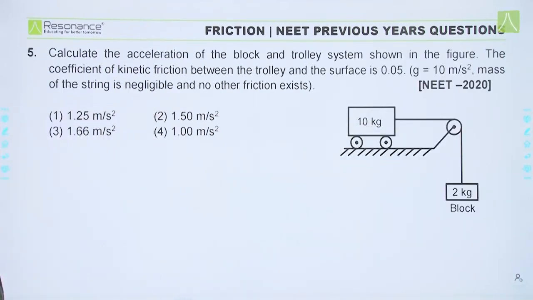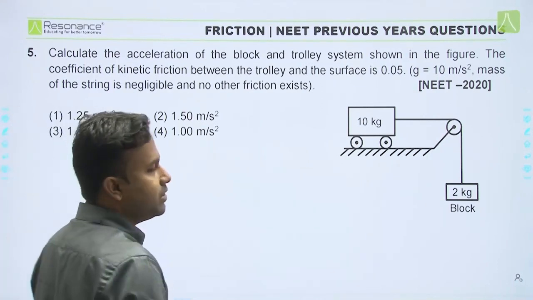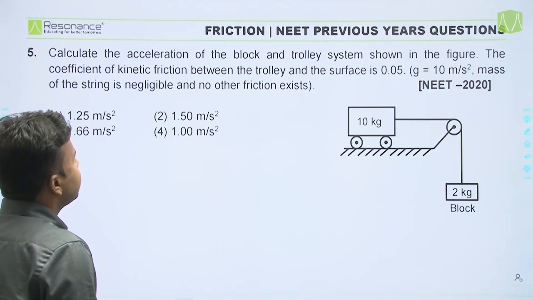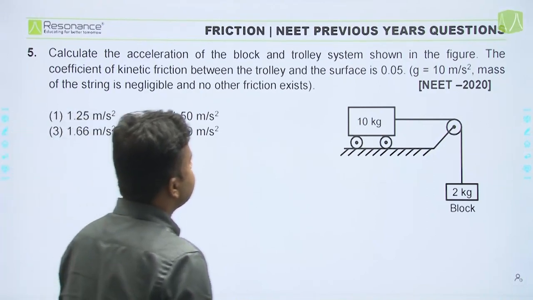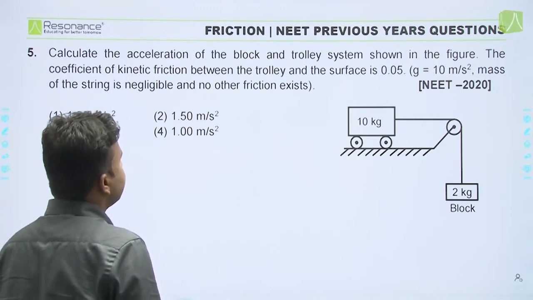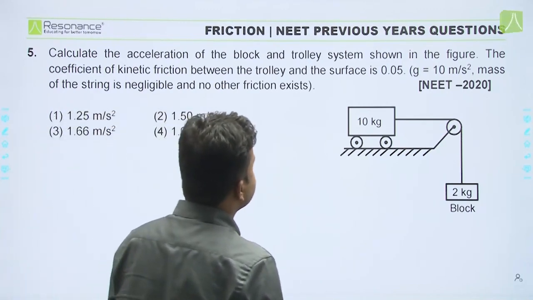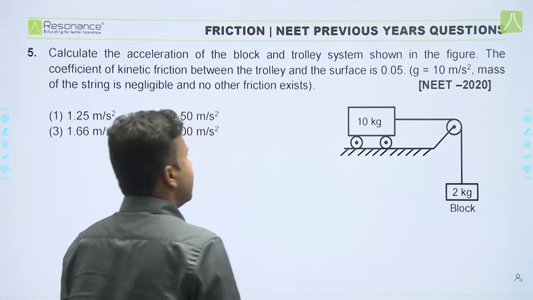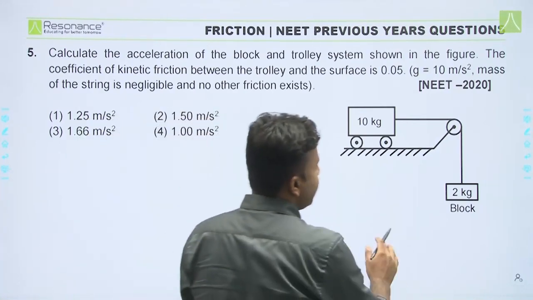Next. This one is the latest question, from 2020. In 2020, NEET asked a question: calculate the acceleration of the block and trolley system shown in the figure. The coefficient of kinetic friction between the trolley and the surface is 0.05. Everything is given. Again, it's an easy question, the same as the second question.